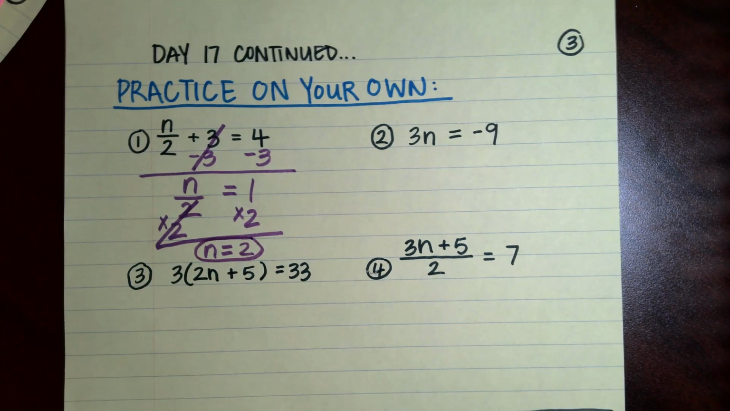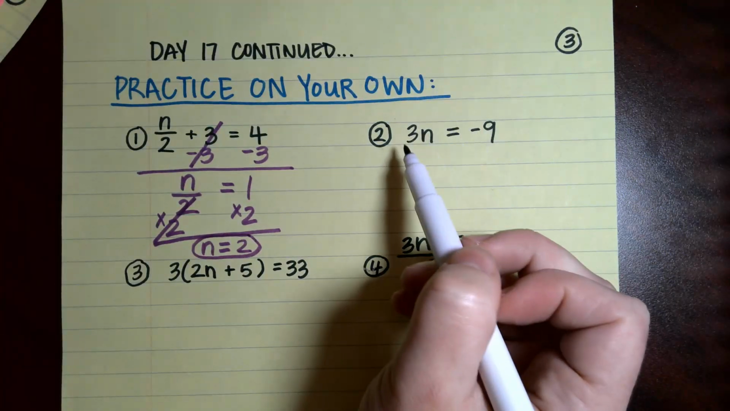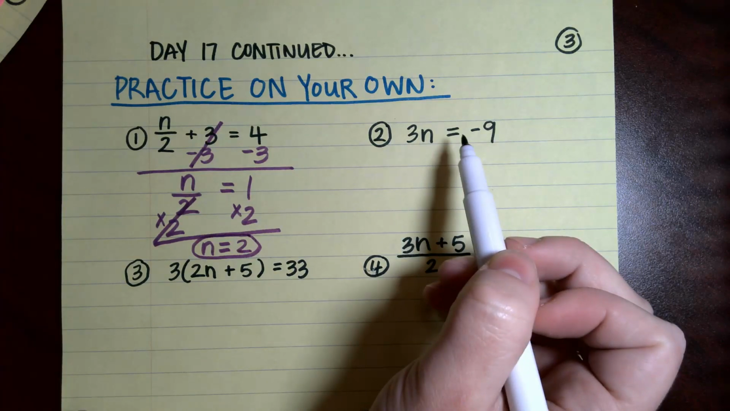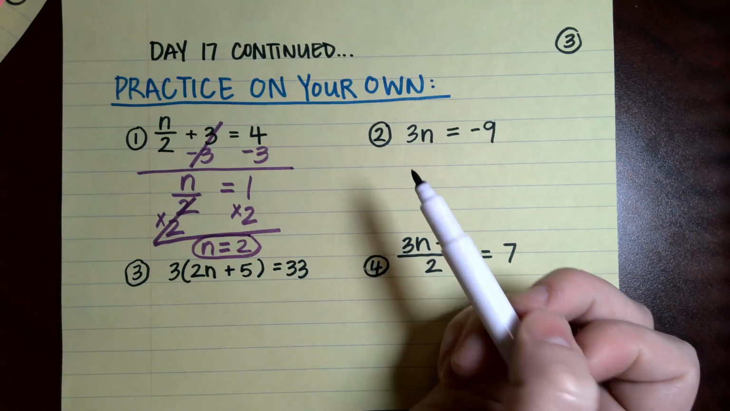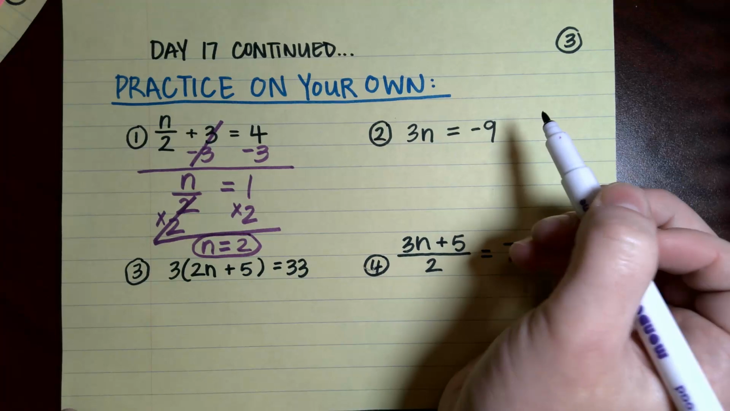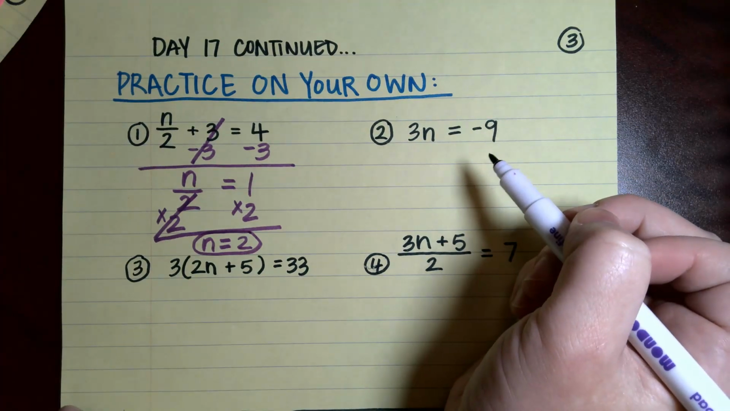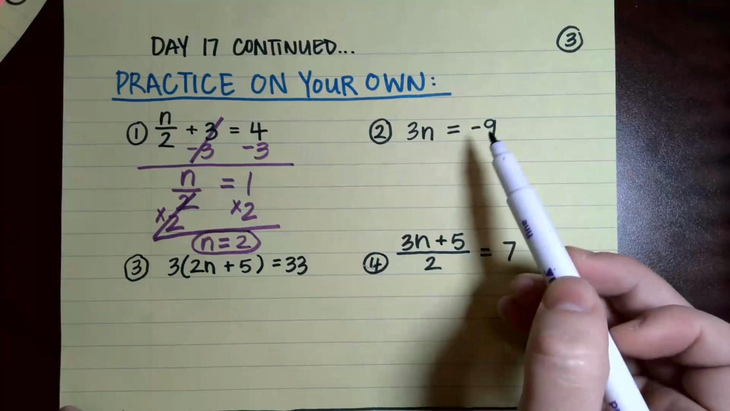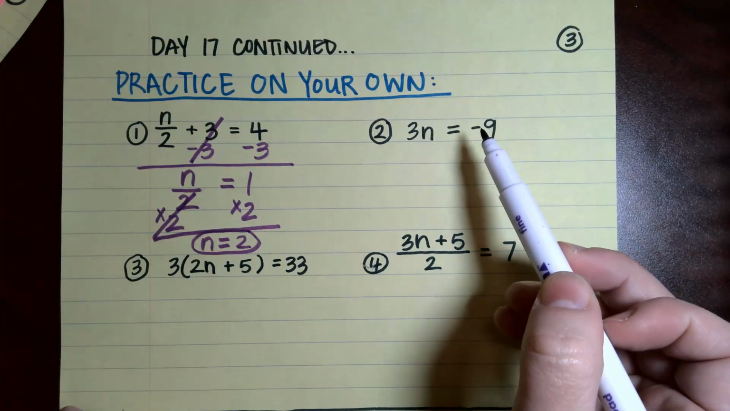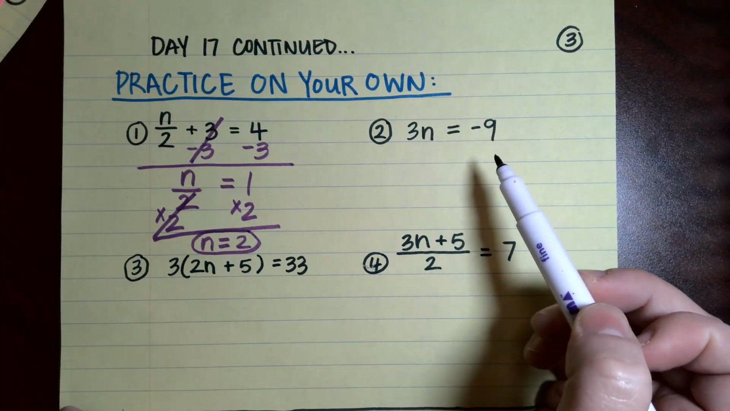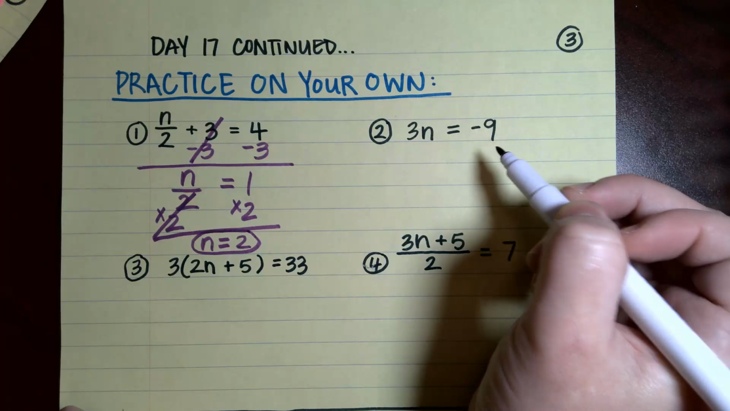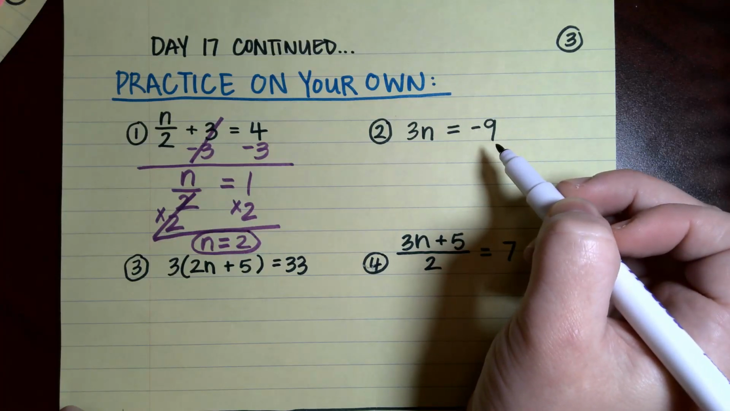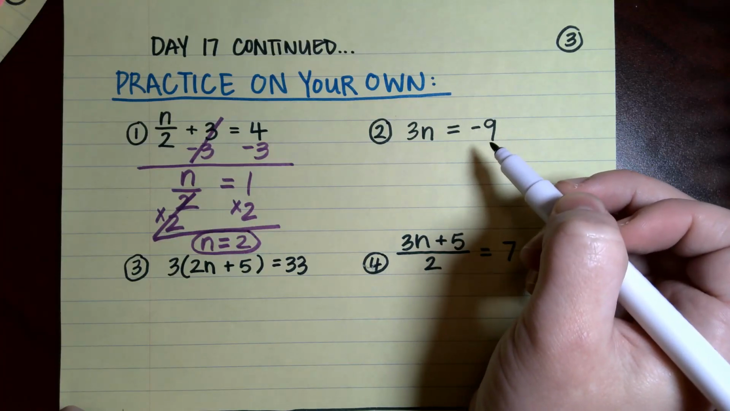Let's look at the second one. I have 3 times n equals negative 9. What should I do here? Say that again, Lisa. Bring the 9 down. What am I doing with the 9? I'm going to add 9.